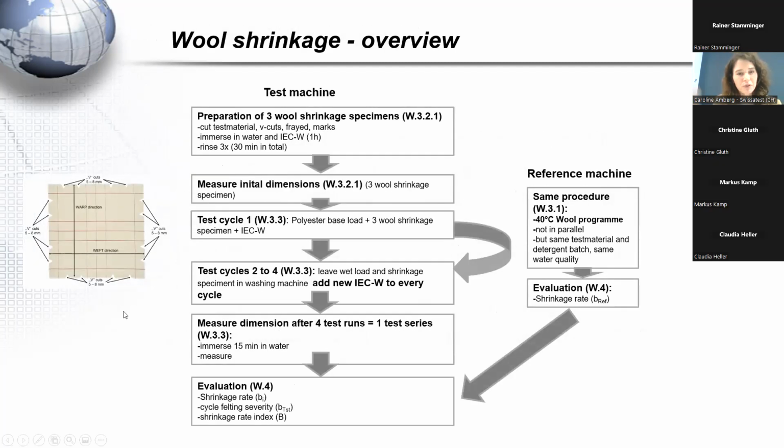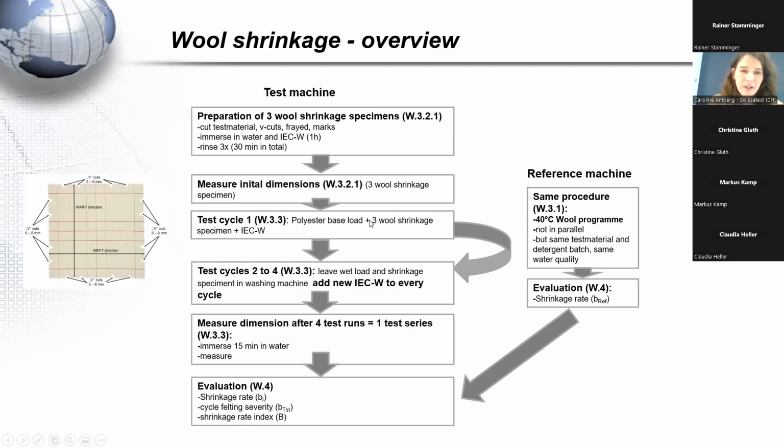And here again, an overview. You see here also this wool shrinkage test material. So for wool shrinkage, we have a relatively extensive preparation. These 3 wool shrinkage specimens have to be cut, frayed and marked, immersed in water with detergent to relax them. And then they have to be rinsed, and the initial dimensions are measured. And then later on the test starts.